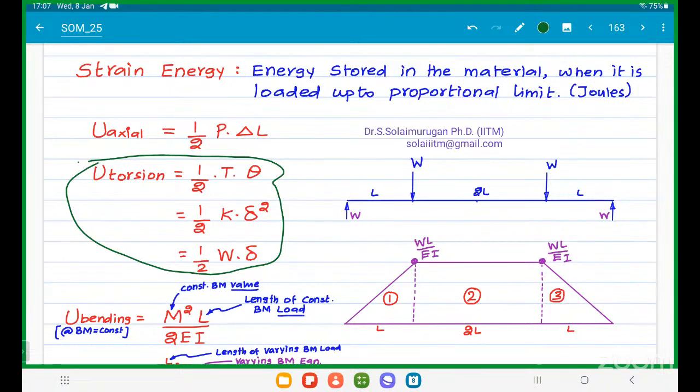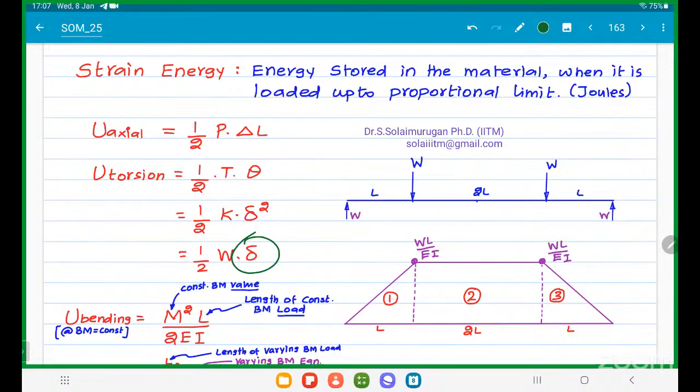Half K del square equal to half into W into delta. W means the axial load applied on the helical spring. What is delta? Deflection of the spring. Can anyone unmute and tell me the deflection formula for the helical spring?